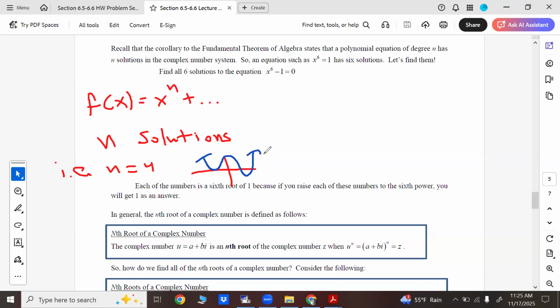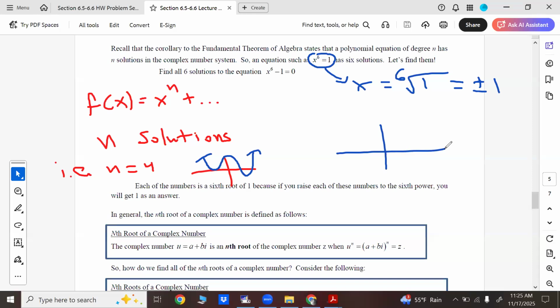Okay, so x to the 6 equals 1 is a little deceptive, because you think, well, just take the 6th root, right? What's the 6th root of 1? 1, or negative 1, because negative 1 raised to the 6th power is still 1. But this is degree 6. So shouldn't there be 4 more solutions? And what would they be? Yeah, they'll give me some wacky complex numbers.